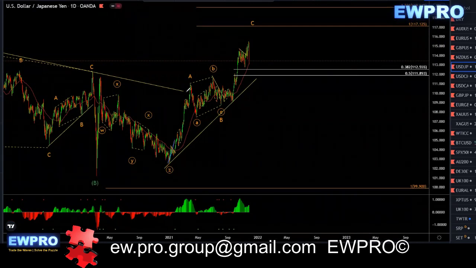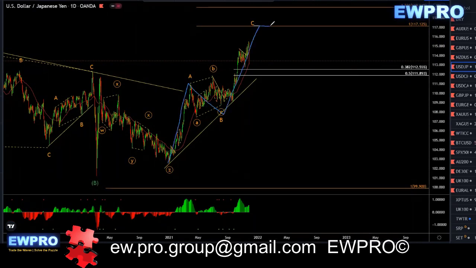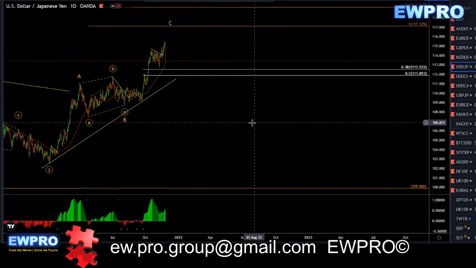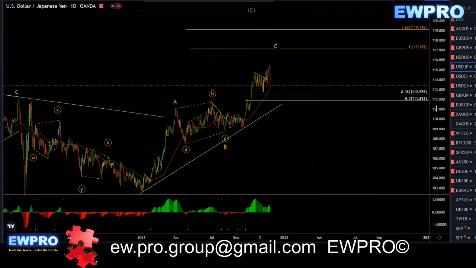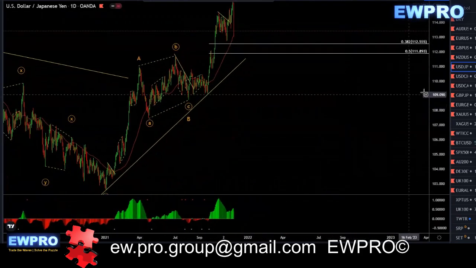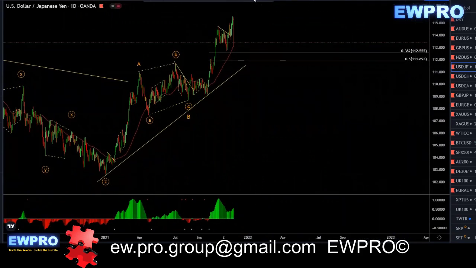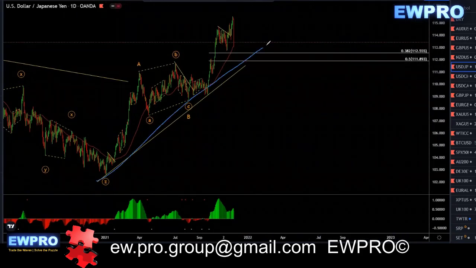We're looking for this A, B, C up to that 100 fib. It looks like we haven't crossed down, and we're still within this trend line here. Still within this trend line.